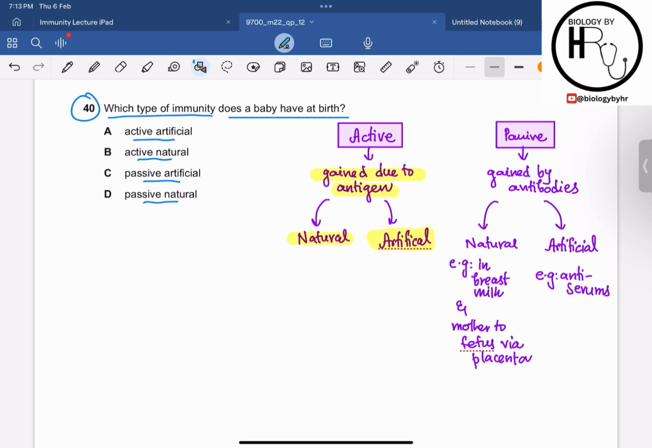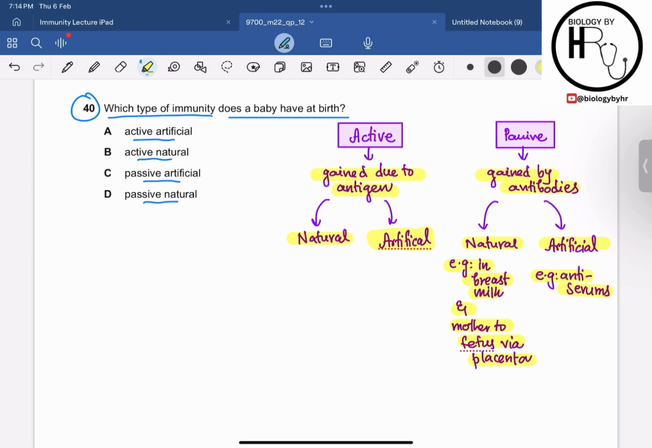And then the other type of immunity is known as passive immunity. Passive immunity is gained by the antibodies. Now those antibodies can come into your body naturally as well as artificially. Artificially they can enter your body through anti-serums, right? And naturally they are found in the breast milk, and the antibodies pass from the mother to the fetus via the placenta, right?